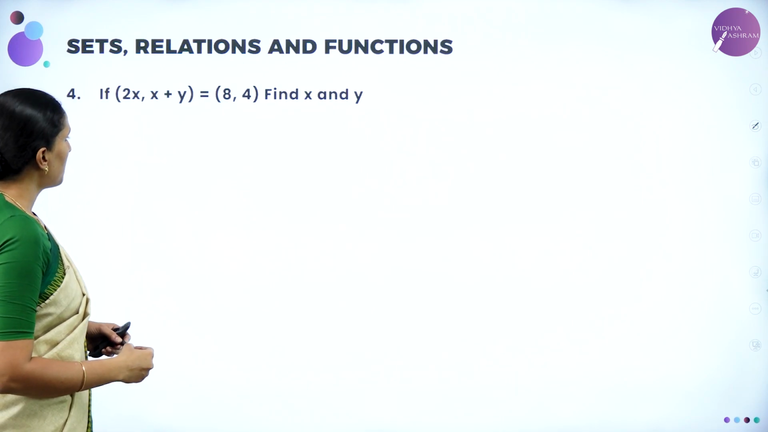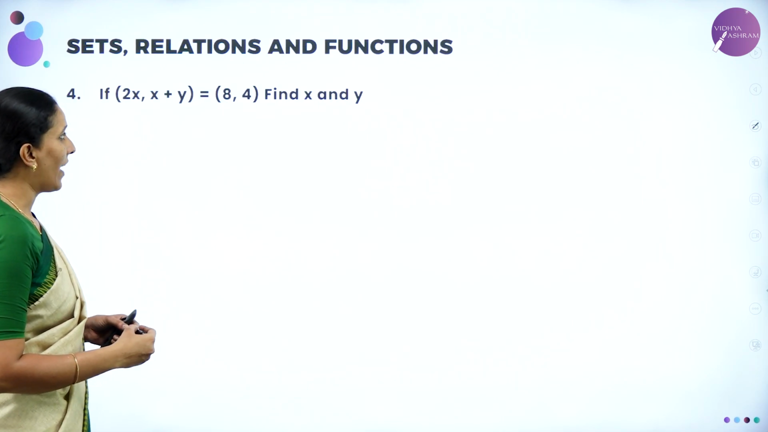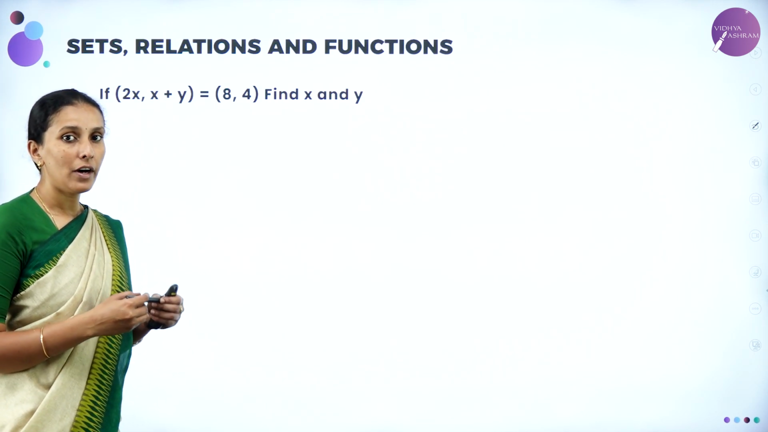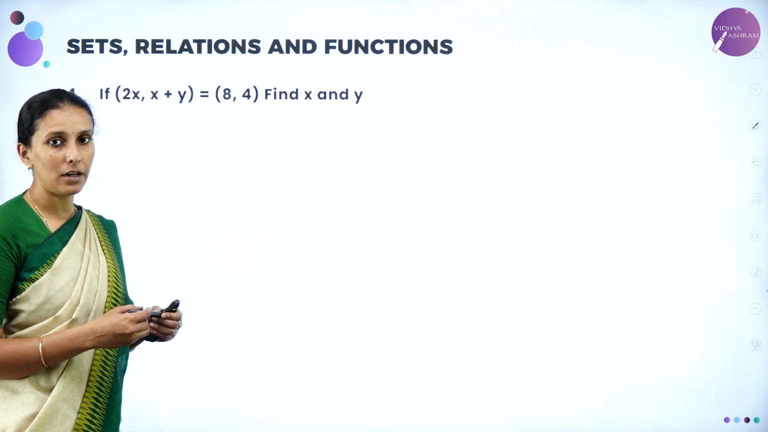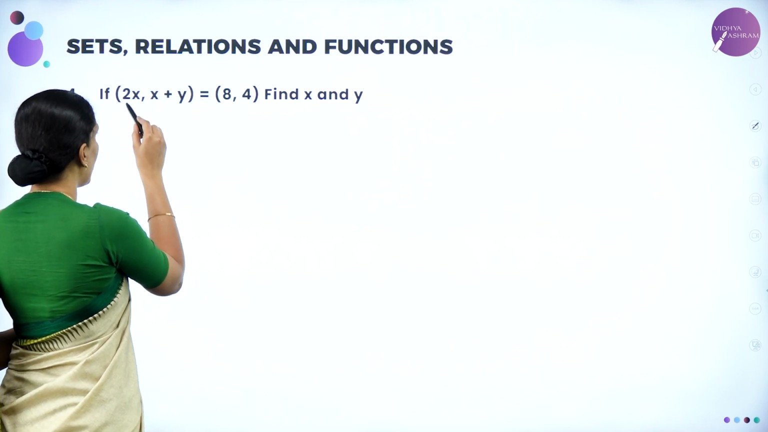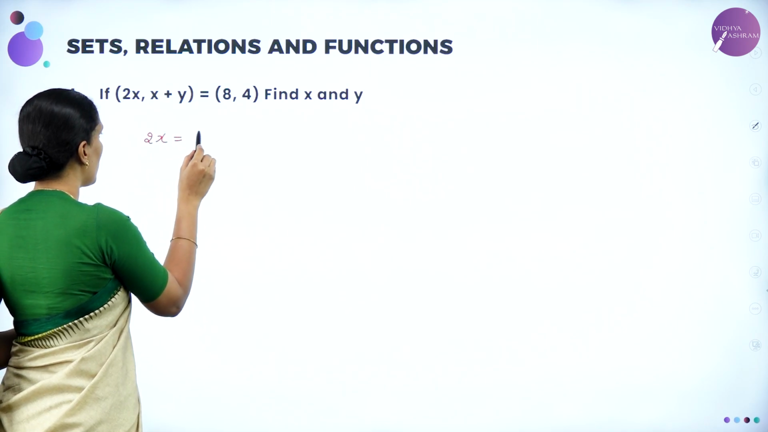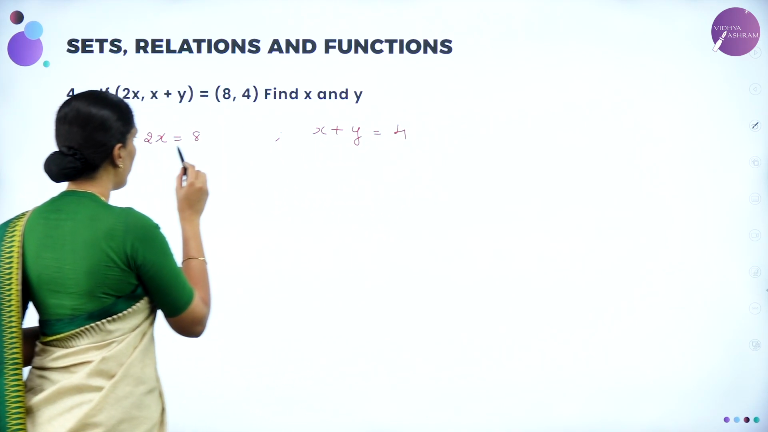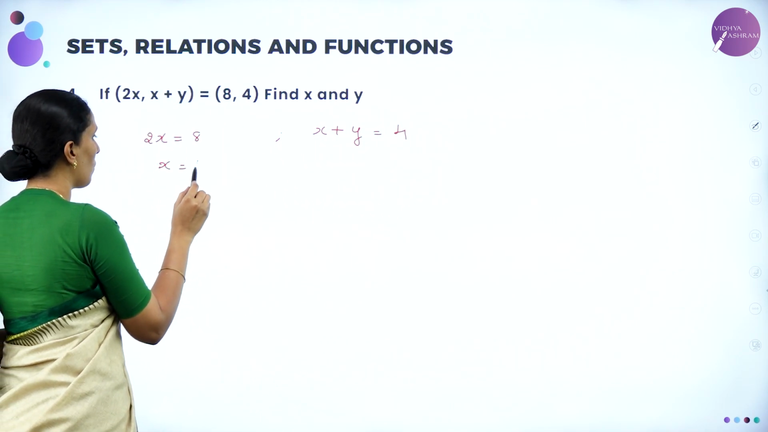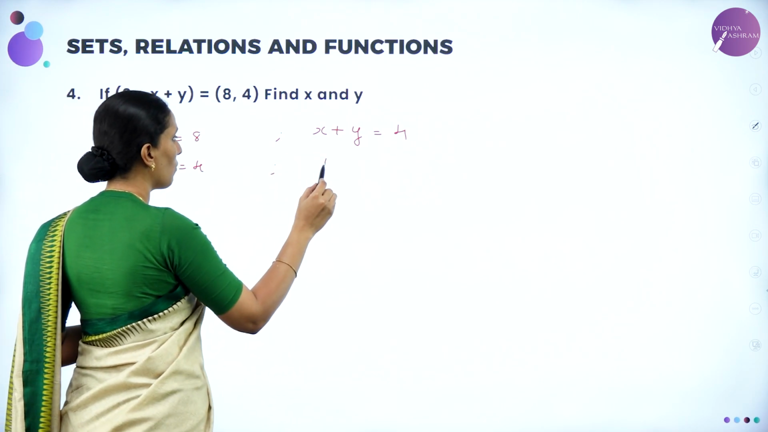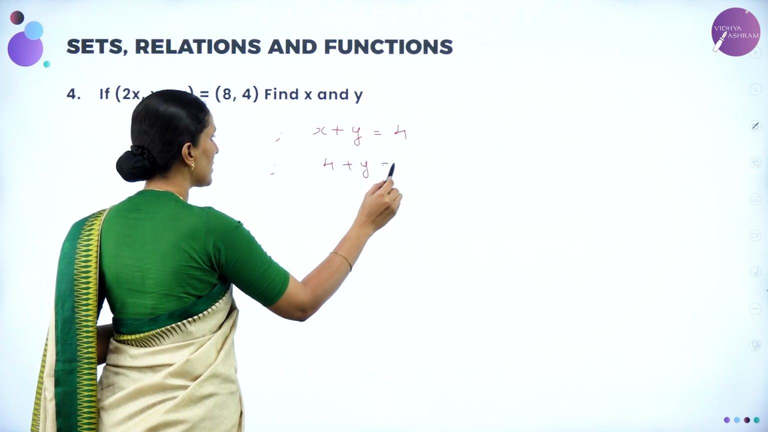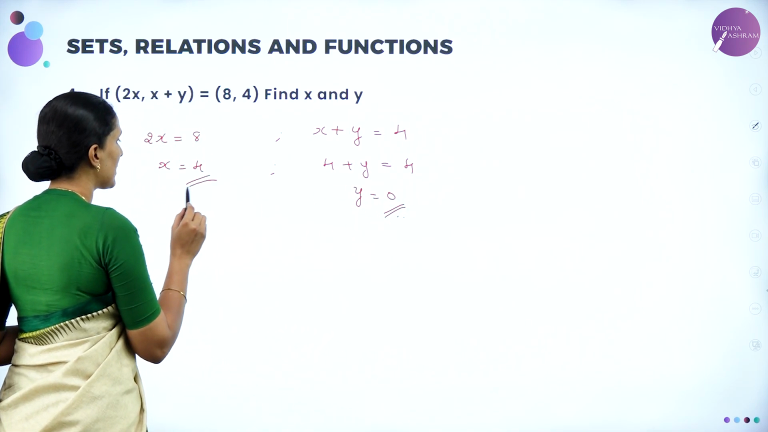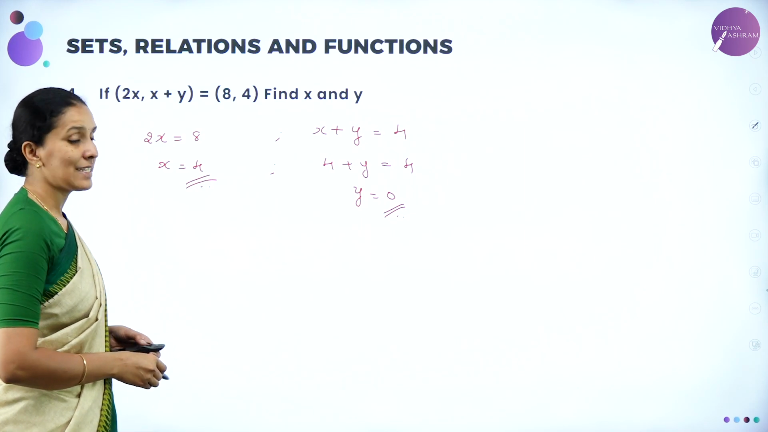If (2x, x + y) is equal to (8, 4), find x and y. So we know that 2 ordered pairs are equal if the first elements are equal and the second elements are equal. So using that condition, we will get 2x is equal to 8 and x + y is equal to 4. So from this equation, we will get x is equal to 4. So let me put x is equal to 4 here. So we get 4 + y is equal to 4, or y is equal to 0. So therefore, the value of x is 4 and the value of y is 0.